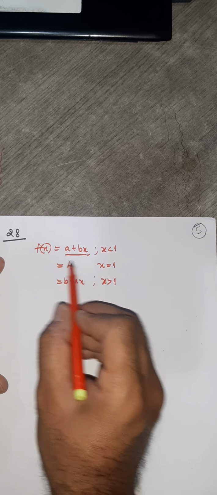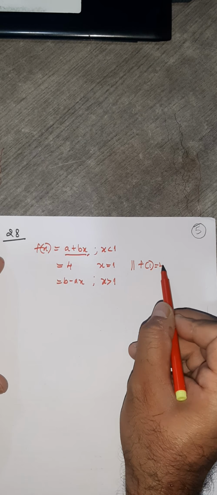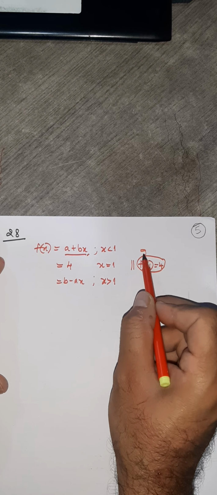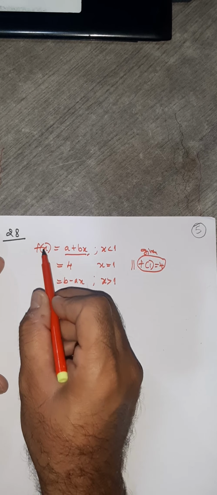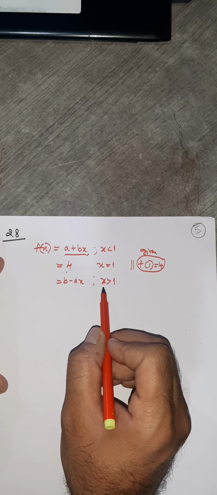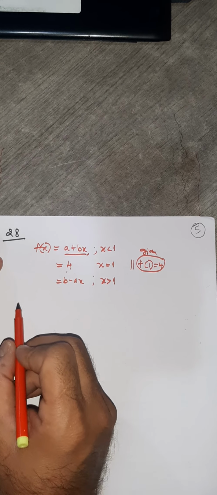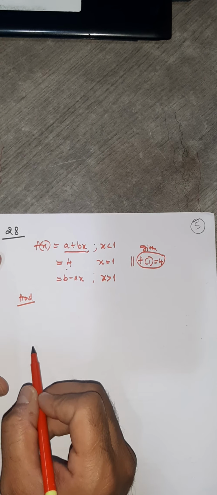If x is 1, that is f of 1 indirectly. What does this say? f of 1 is 4. This is given to you. You are not going to decide here. When x is 1, then the value of the function is 4. If x is more than 1, then the value of the function is b minus ax. And this is also given to you.